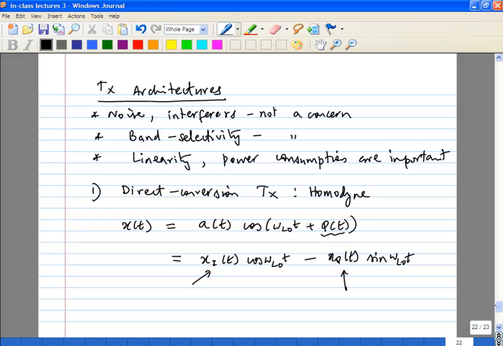Okay, for example, GSM uses GMSK, which has information only in the phase. There it may be more advantageous to use a polar transmitter.